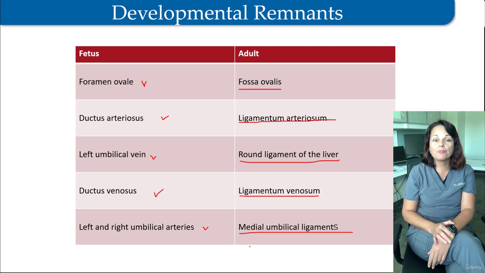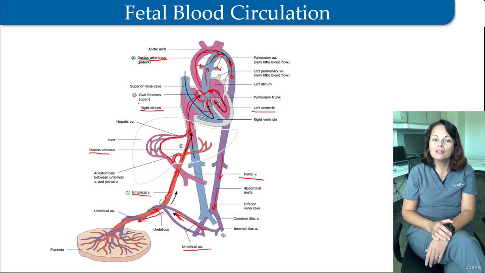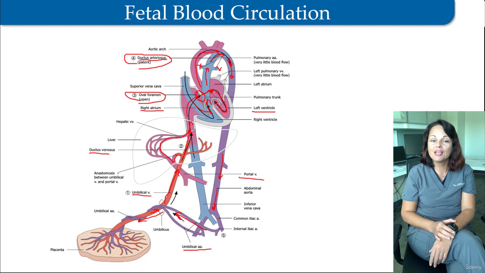And you understand, those do not always disappear. If these vessels remain patent, that will lead to the development of pathological conditions such as patent foramen ovale in the heart, or patent ductus arteriosus in the great vessels, or even patent ductus venosus. All of them require surgical correction.